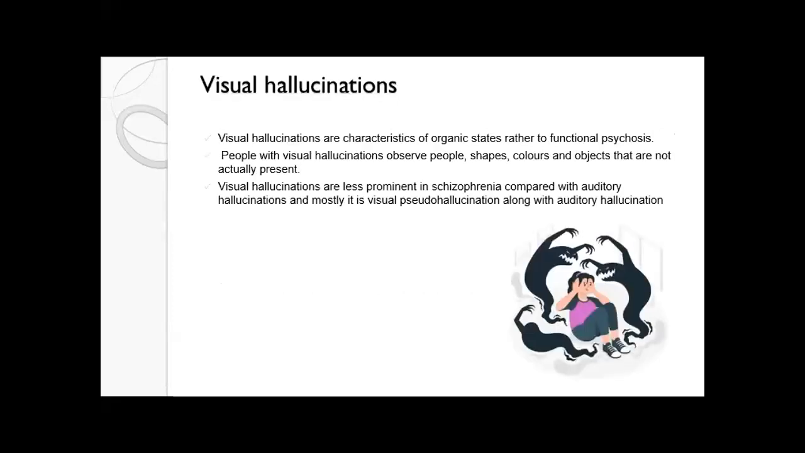Next are visual hallucinations. Visual hallucinations are characteristic of organic states rather than functional psychosis. People with visual hallucinations observe people, shapes, colors, objects that are not actually present. Visual hallucinations are less prominent in schizophrenia compared with auditory hallucinations, and mostly it is visual pseudo hallucinations along with auditory hallucinations.